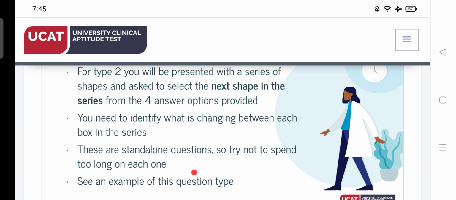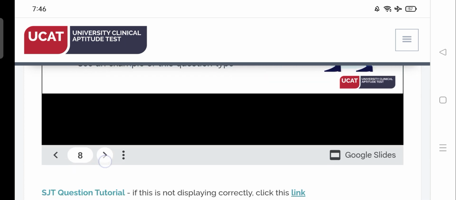So for type 2, there is a series of shapes again, and you have to select the next shape in the series from the 4 answer options. The 4 answer options will be provided to you, and you have to select the next shape for that series, which will be given in the form of a question. And these questions are standalone questions, they do not share data with any other questions. So let's see an example of this question type.